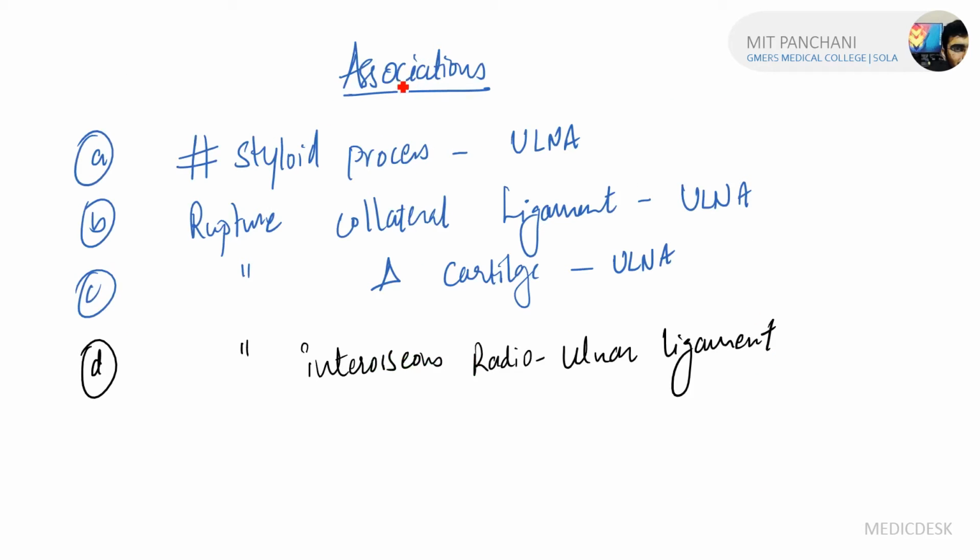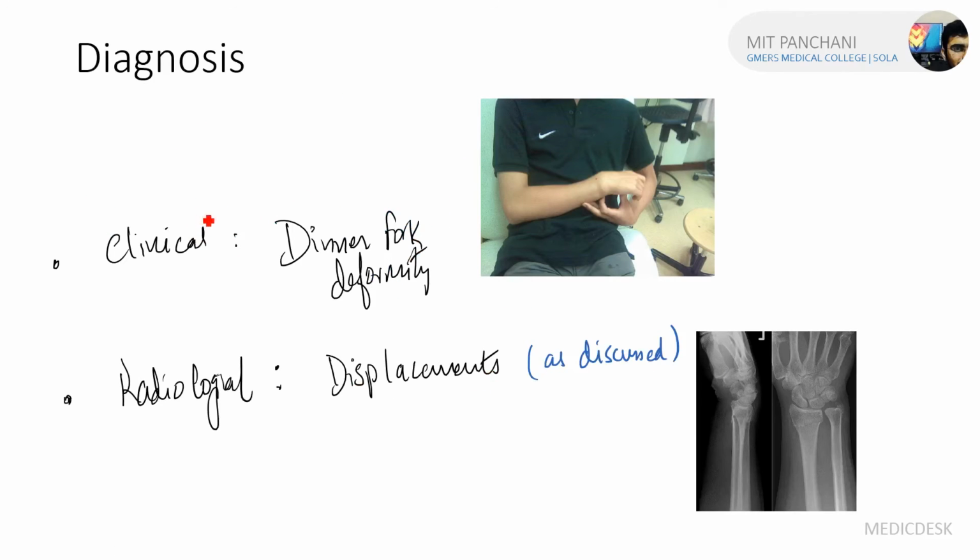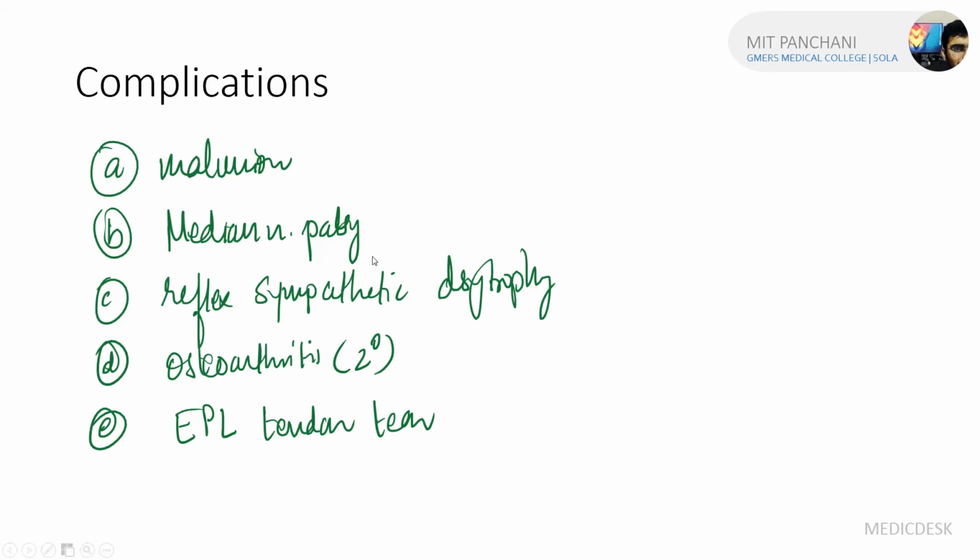There are some associations with Colles fracture. One of them is styloid process fracture of ulna, ulnar collateral ligament rupture, ulnar triangular cartilage rupture, and rupture of the interosseous radioulnar ligament. Now, diagnosis can be on a clinical basis, that is the dinner-fork deformity we can see as seen in the picture, and on radiological we will see the displacements that we have discussed earlier. Complications include malunion, median nerve palsy, reflex sympathetic dystrophy, secondary osteoarthritis, and EPL tendon tear.